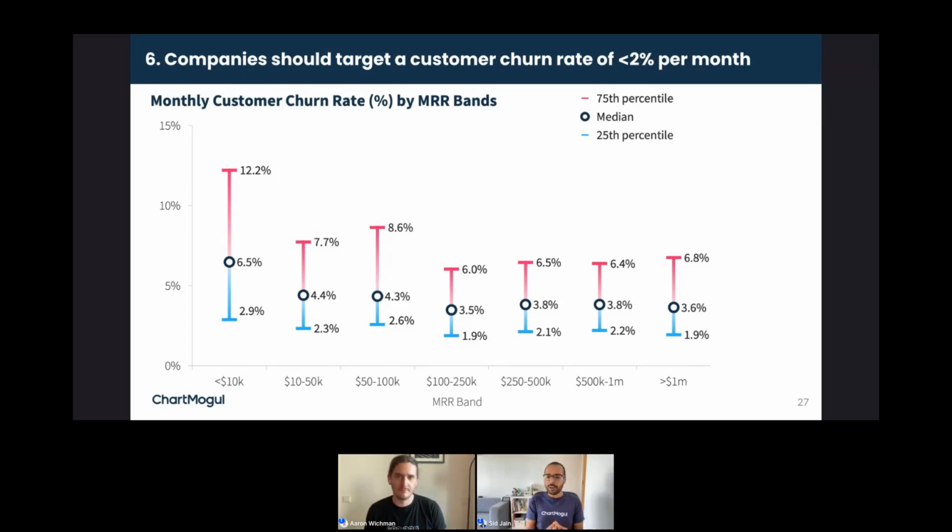And one of the key takeaways from the slide that I wanted to come back to is what's a good customer churn rate. If you look at the 25th percentile line, the blue bars at the bottom, a good customer churn rate is less than about 2% per month. So that's where most SaaS businesses should target in terms of churn.